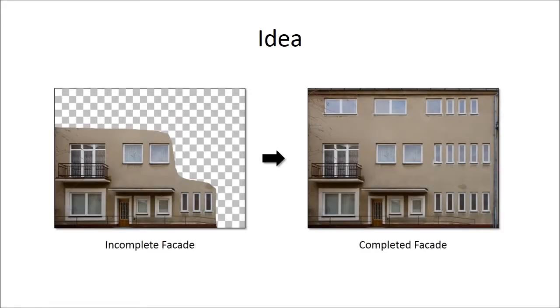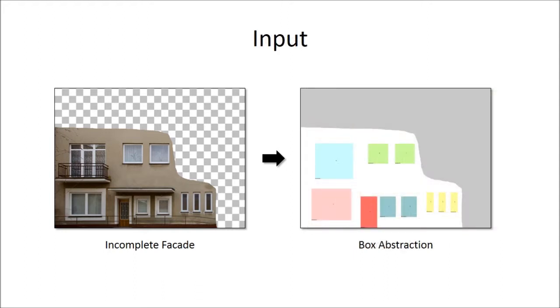The idea of our paper is to take an incomplete facade as input and to automatically generate a plausible completion. Given an incomplete input facade, we use box abstractions to represent the elements of the facade.